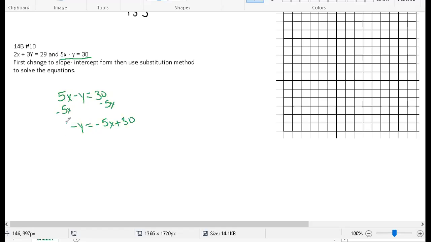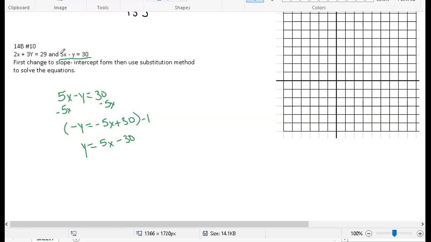So we can multiply everything in the equation by negative 1. So negative 1 times negative y is a positive y. Negative 1 times negative 5x is a positive 5x. And negative 1 times 30 is a minus 30. So now this is in slope-intercept form.